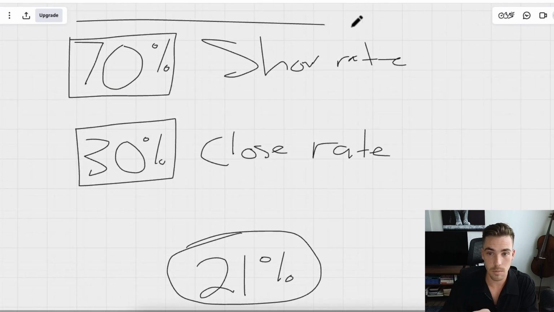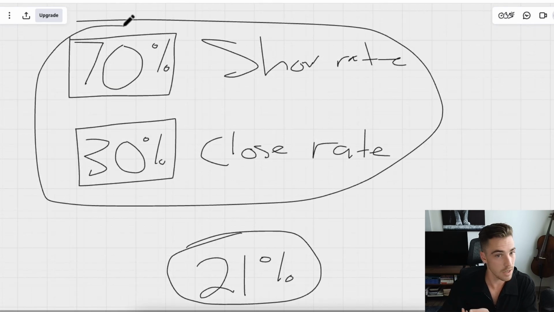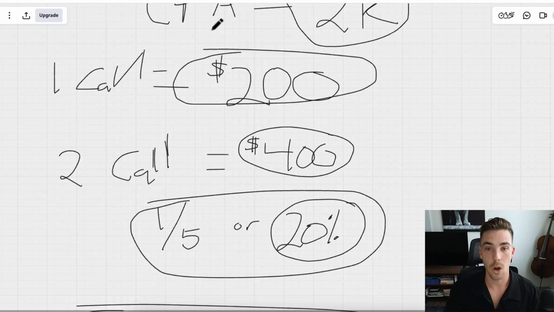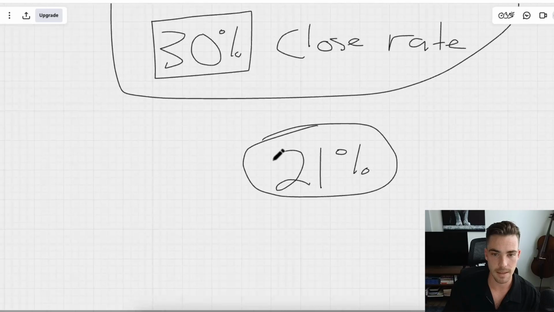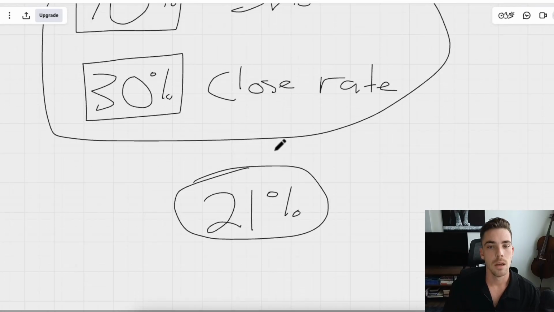So if you hit these numbers here, which you should be able to hit at least if you're doing a 2-call process, then you can easily reverse engineer what your closer call cost needs to be. Again, in this case, I would target a $400 cost per closer call. So all this math makes sense. I hope this makes sense.